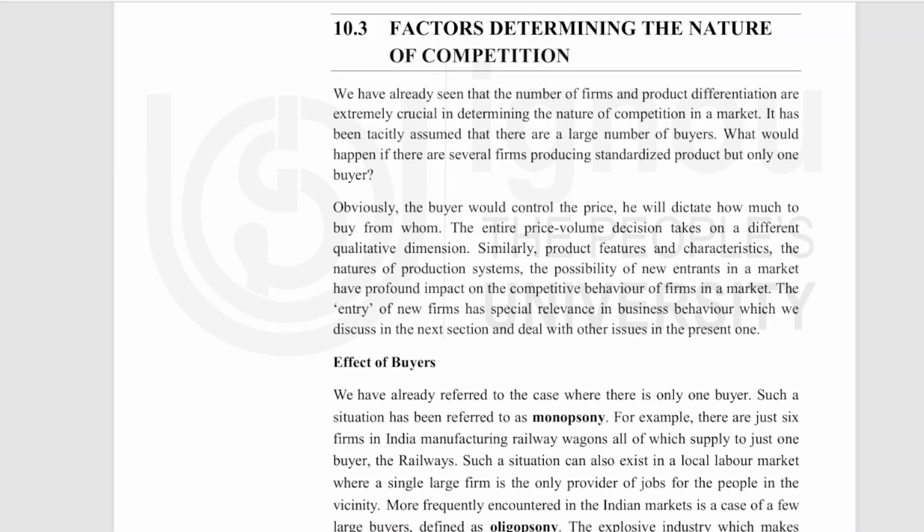In today's session, we will start with Unit 10, subsection 3 of MMPC 010, that is, factors determining the nature of competition. So we have already seen that the number of firms and product differentiation are extremely crucial in determining the nature of competition in a market.